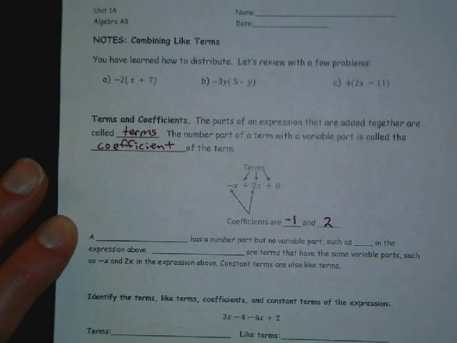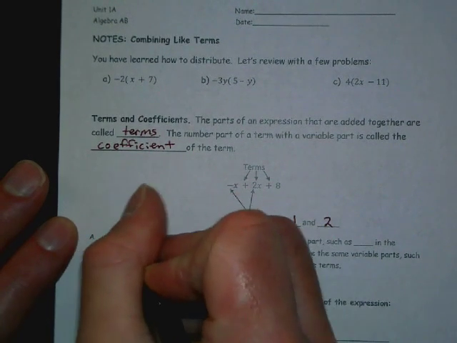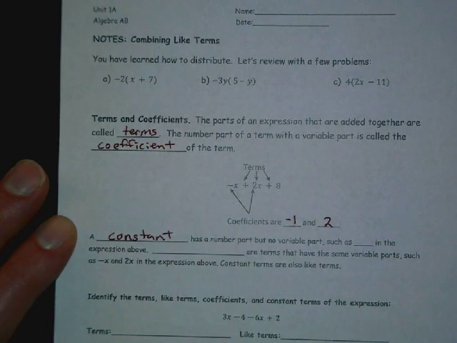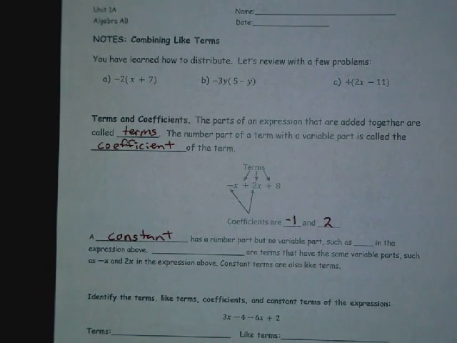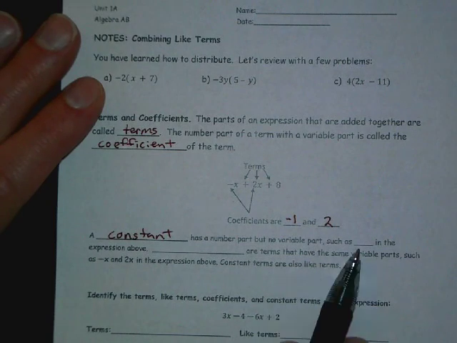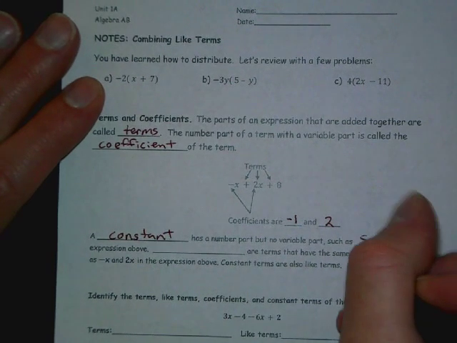Okay, next point down there, first word you're filling in is the word constant. A constant has a number part, but no variable. In other words, all the numbers you're used to seeing your whole life. When you just see a regular old number, that's a constant. So in this example, a constant would be 8.